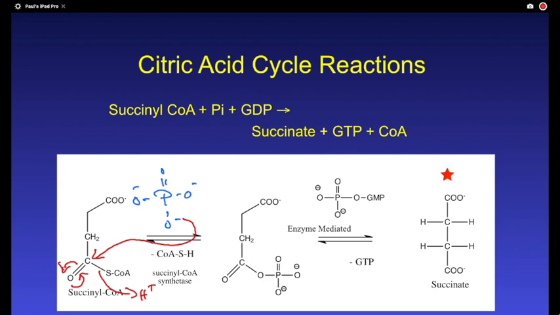All right? Now, I wrote this weird. I want you to understand what this next reactant is. I could have written this as GDP. Okay? So I have GMP, monophosphate, plus one more phosphate makes diphosphate. Okay? I'm just being lazy. I'm sorry.